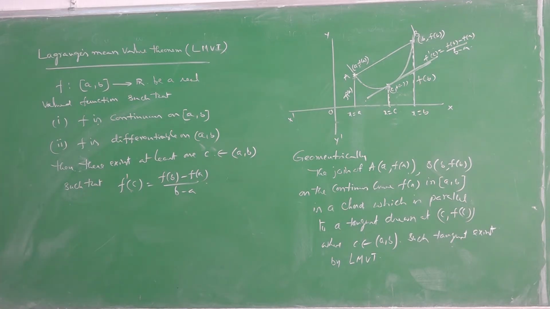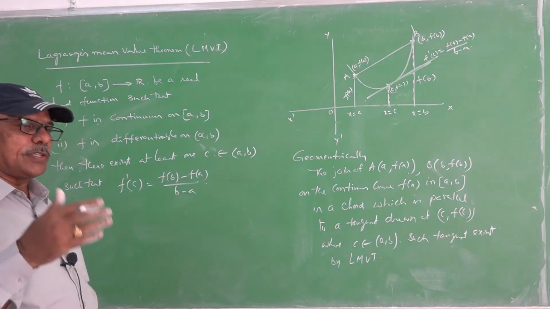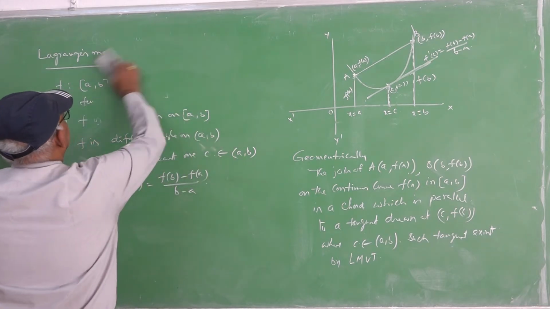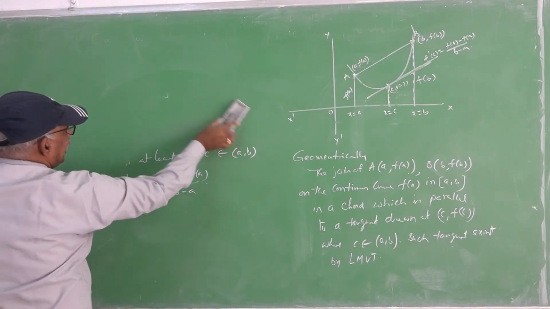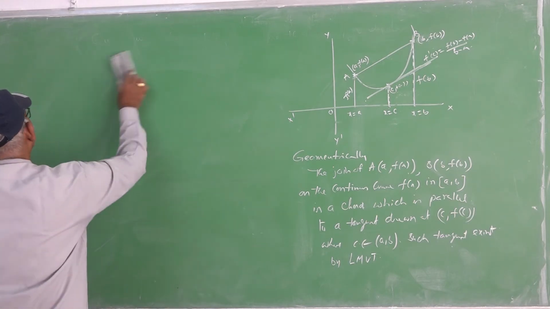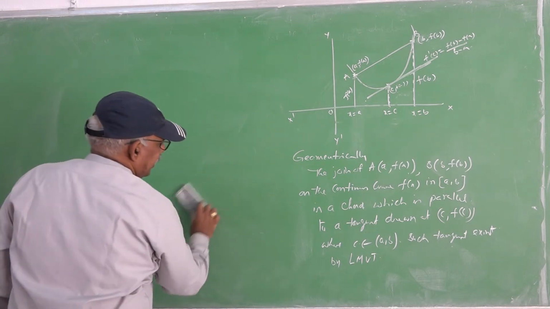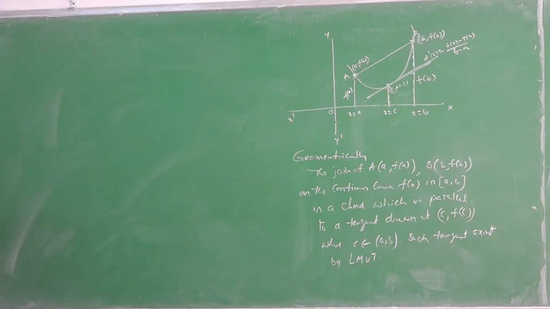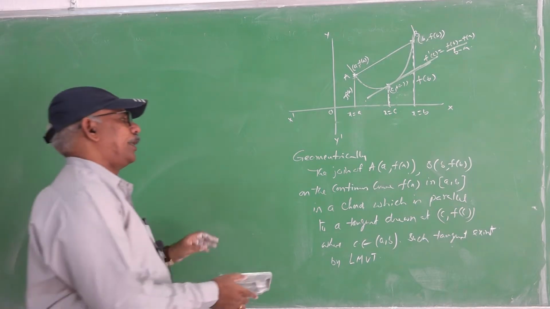So certainly a tangent exists to the curve so that it is parallel to the chord that joins the end points of the given interval, in which the function is continuous. That means the graph is continuous as well as differentiable. That means at each and every point the tangent exists. This is Lagrange's mean value theorem. Rolle's theorem is a special case of Lagrange's mean value theorem. Once f(b) equal to f(a), where a is not equal to b, then Lagrange's mean value theorem reduces to Rolle's theorem. That is one important point.